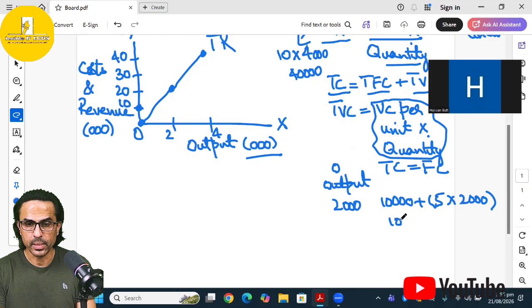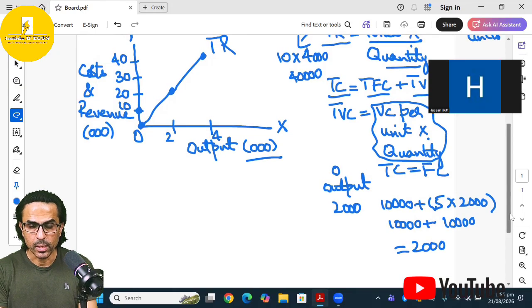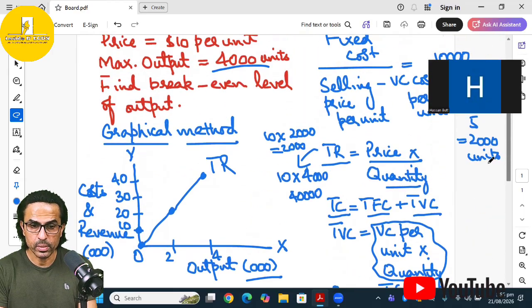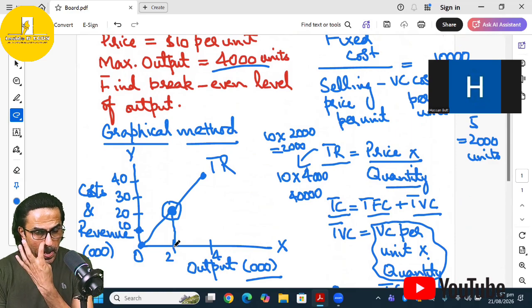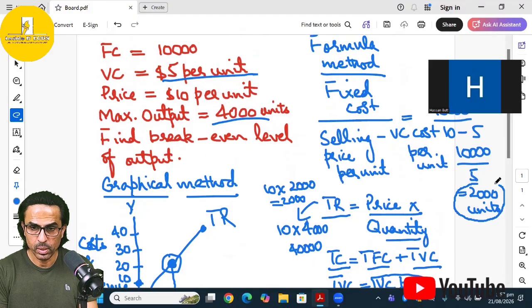So what is the answer? 10,000 plus 2000 into 5, that is 10,000. That will be 20,000. So at 2000 units, total cost would be 20,000, right? Now you can see that at 2000 units, total revenue would also be 20,000. So that would be the point for total cost as well. That is the common point, which is on the total revenue curve as well as the total cost curve. So obviously that would be the break-even level. At 2000 units, the break-even level will be 2000 units. And that tallies with the formula method, because we found out that the break-even level of output was 2000 units there as well.